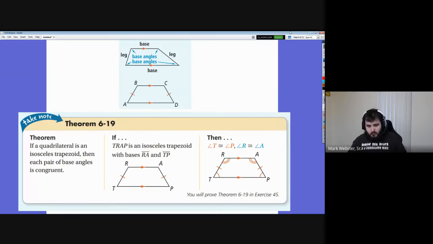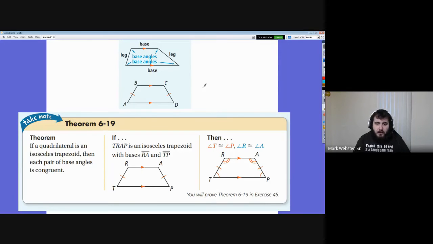Okay, so parallelograms finished. Now let's get into trapezoids. So what is a trapezoid? A trapezoid just has one pair of parallel sides. The other two sides are not parallel to each other. So here we have some little names we call base angles. We call these two sides the legs. We call the top and the bottom parallel pieces the bases.